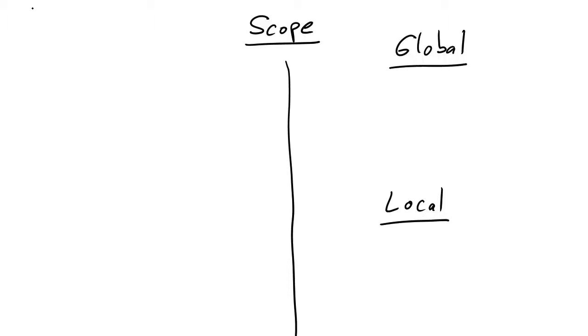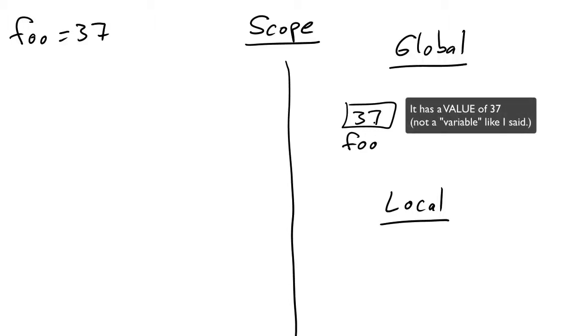In Python, the way you distinguish between global and local variables is actually pretty straightforward. You can just define a variable outside of any function, say foo equals 37, and that declares a global variable. And that's mostly what we've thought of our code as doing so far. Here's a global variable called foo. It has a value of 37.